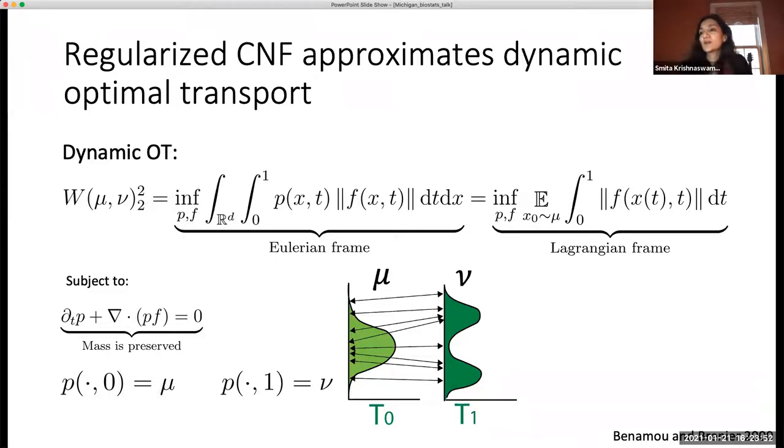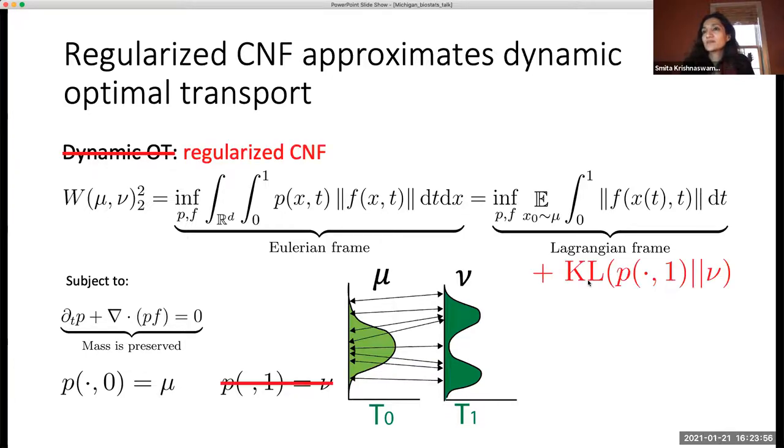And also you have to end up in the right place. And so regularized continuous normalizing flows actually mimic this because you can give a penalty for not matching the final distribution. So you have a penalty for not matching the final distribution, and you're penalizing the length of the flow. So it approximates a dynamic optimal transport.